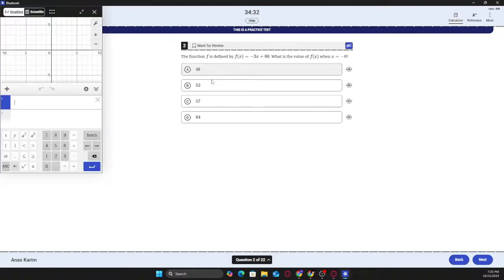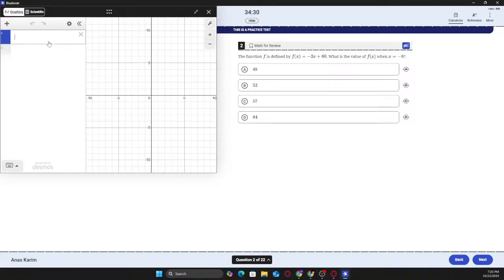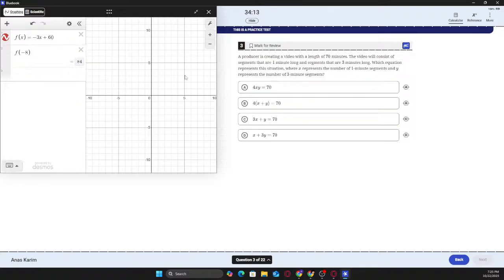Boom. Desmos. Right here. We're given that f of x equals negative 3x plus 60. What is the value of f of x when x is negative 8? We already got the answer, 84. Alright, go, go, go.